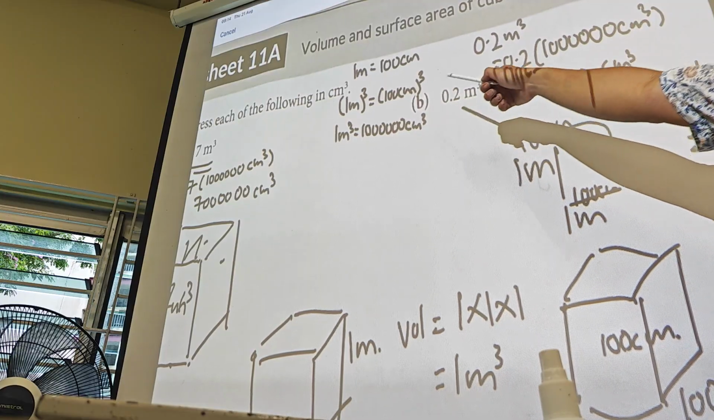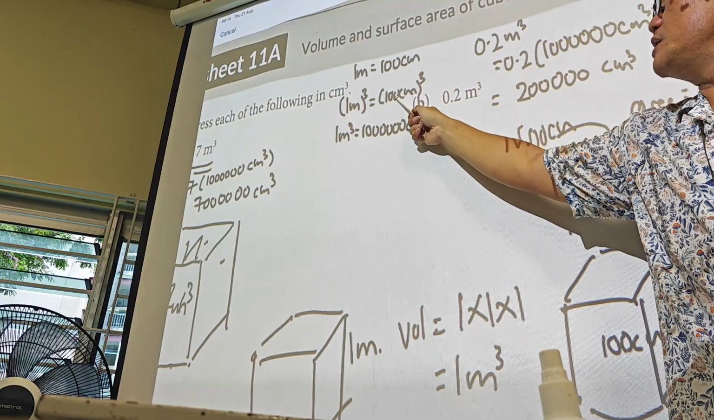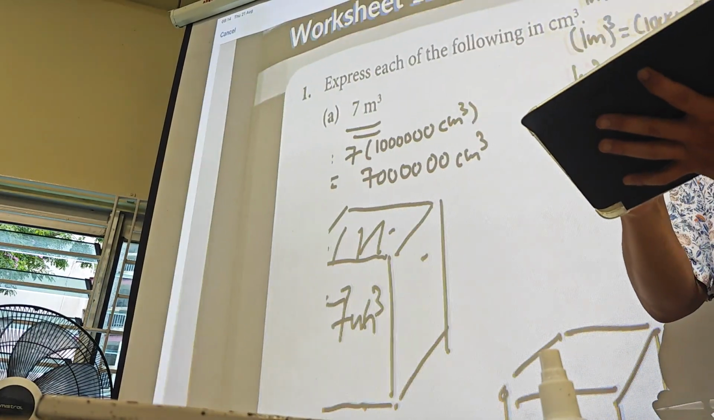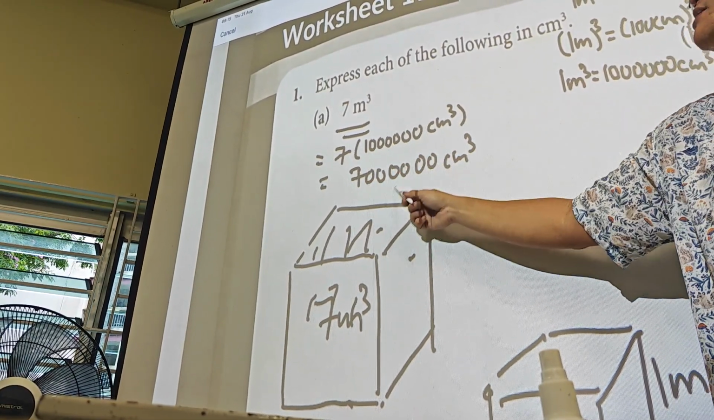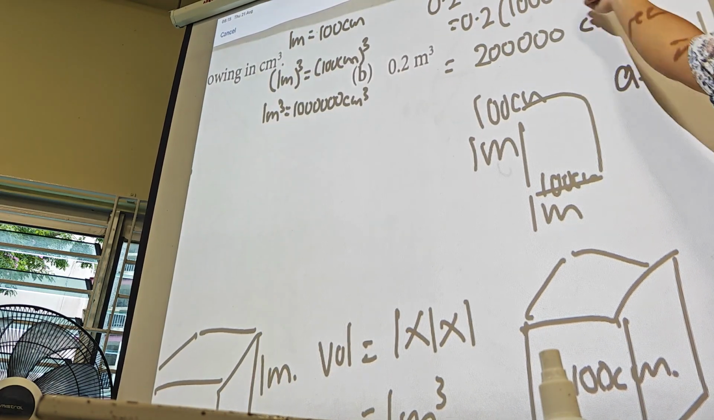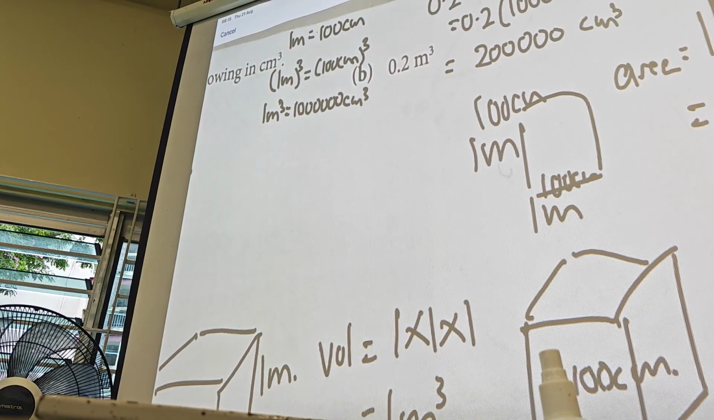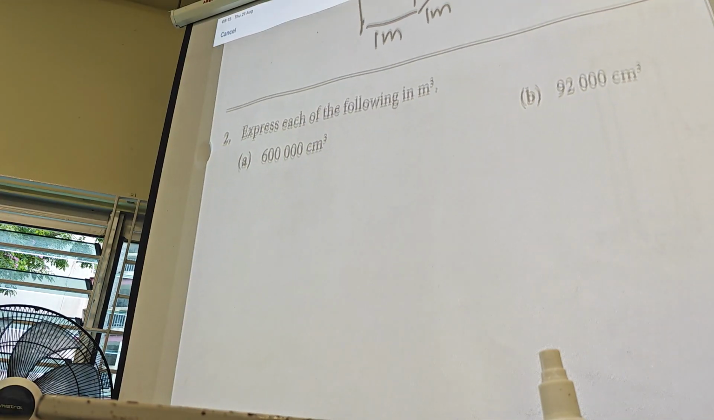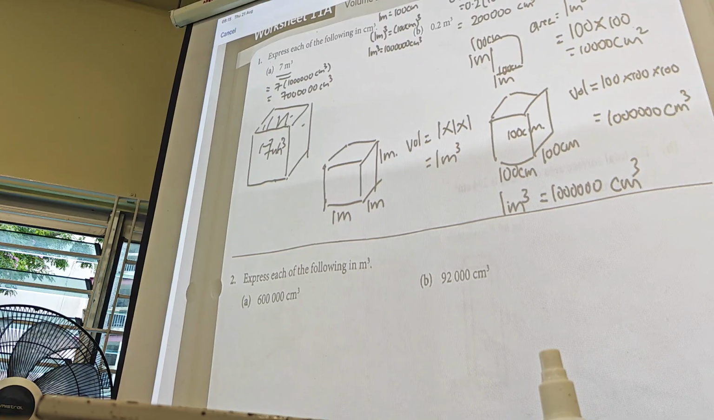All this can be done using your calculator. You cube your 100, you key this into your calculator, 100 cube, it will tell you this number. Then when you are doing the multiplication, once you know 1 meter cube is this, you use calculator 7 times this to get this answer. Similarly, key in calculator 0.2 times this to get this. Okay? Understand the conversion?